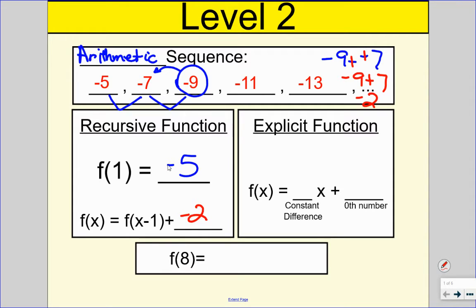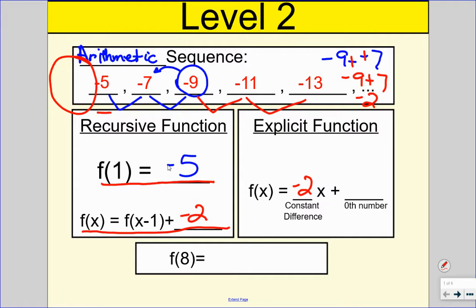Well, we need to double check that. Are we adding -2? -9 plus -2 gives us -11. Yes. Plus -2 gives us -13. Yes, it does. So in a recursive function, we always need to state the first term in the sequence, and then state f of x equals f of x minus 1 plus our constant difference. For the explicit function, we need the constant difference, which we determined was -2, times x plus our 0th number. We haven't determined our 0th number yet. The 0th number is the number in front of the first term, which is -5.